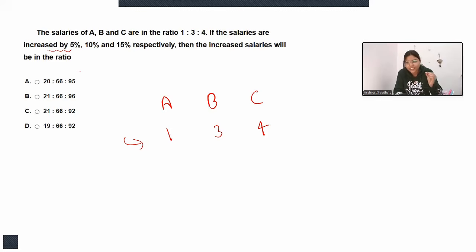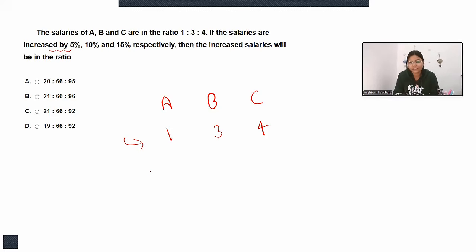So after that increment in each of the salaries, you need to tell the ratio that will come out as the result, right? So the ratio given is 1, 3, 4. Now, if you consider, let's say X, Y, and Z, etc., it will take a long time. So I will tell you a shortcut trick. This is the ratio given.